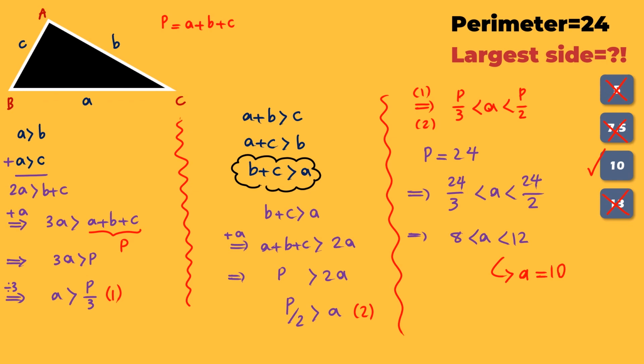But notice that the most important part of this video wasn't about finding the value of A. It was about this property. In any scalene triangle, the largest side must be less than P over 2 and must be greater than P over 3, where P is the perimeter of the triangle.